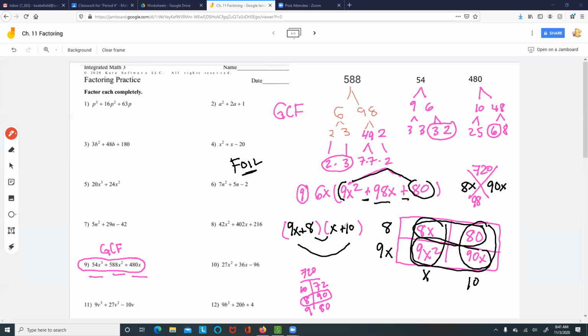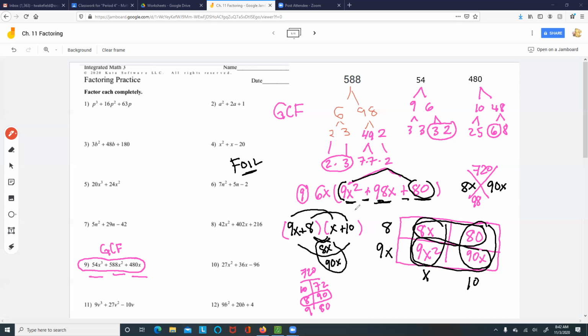My outer term is 9x times 10, which is 90x. My inner term, when I multiply 8 times x, is 8x. So when I add those two together, I get the middle term, 98x. And then you want to check your last terms, 8 times 10, that gives me the last term, 80. And then the 9x times x gives me my 9x squared. So this is how you factor that using the generic rectangles, what I call the X box method. You do the X and then you do the box. You need to use the X box method whenever you have a leading coefficient that's not 1.